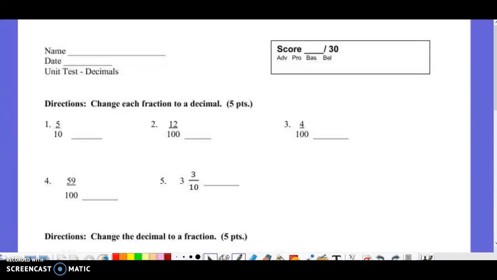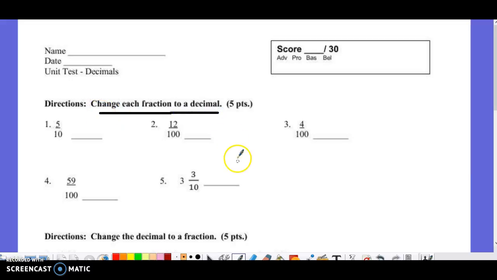Hello students, it's Mr. Panza just going over this decimal test review sheet with you. I just want to remind you on how to solve these types of problems, then I'm going to let you handle the rest.